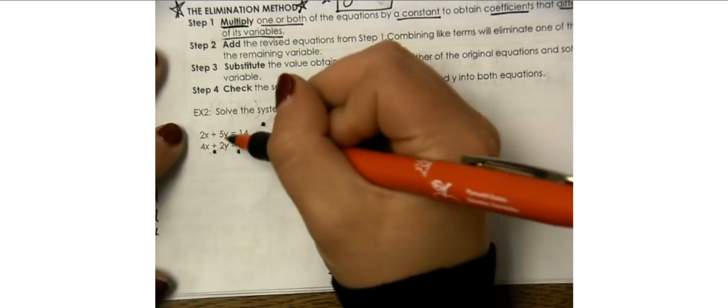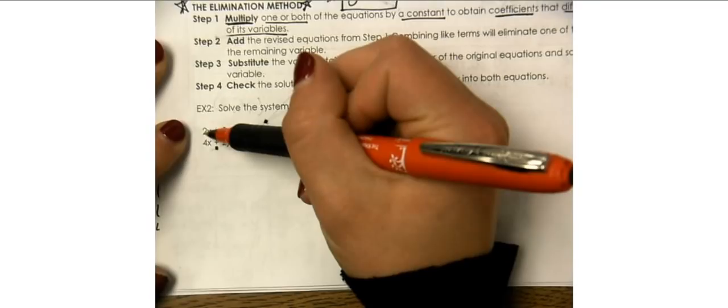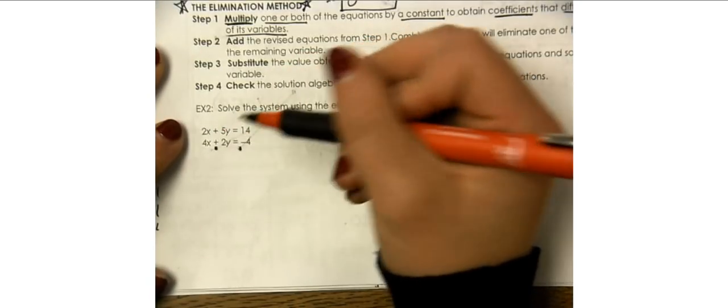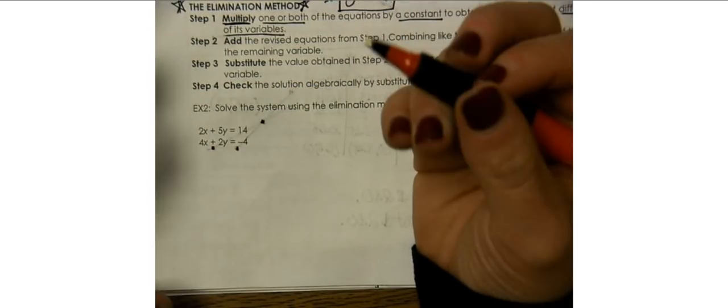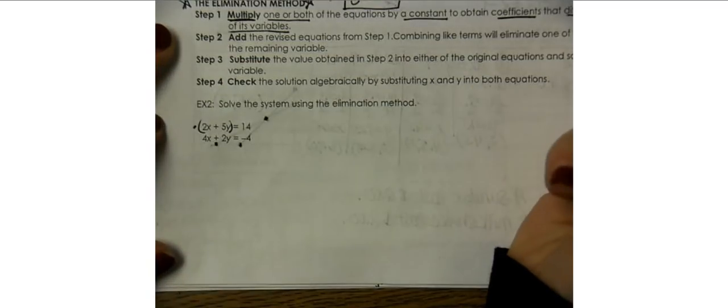I would recommend in this problem looking at your coefficients and seeing if there's a relationship. I can see that 2 and 4 are related to each other. 5 and 2 are not as related to each other. Could I work with 5 and 2? Sure. But I'm thinking that it might be easier to work with the 2 and the 4. I know that I can multiply 2 times 2 and it'll equal a 4. But I want them to be opposite in signs.